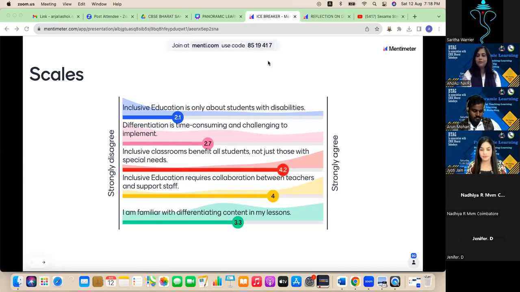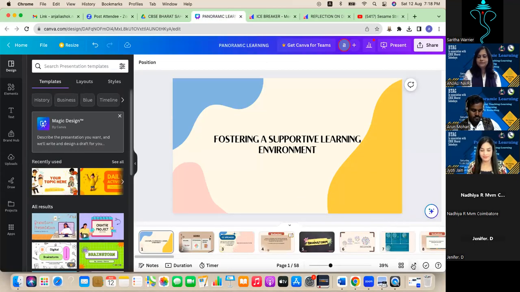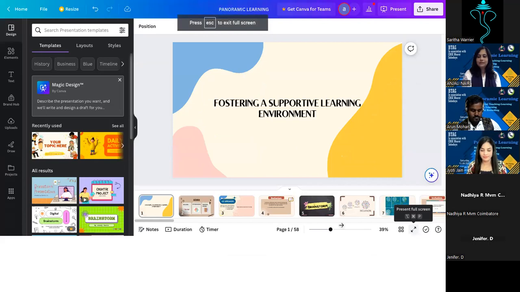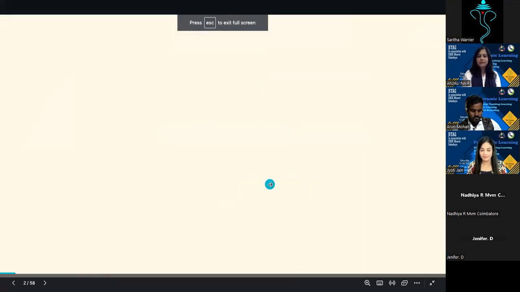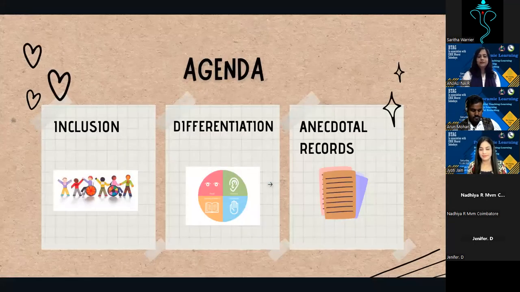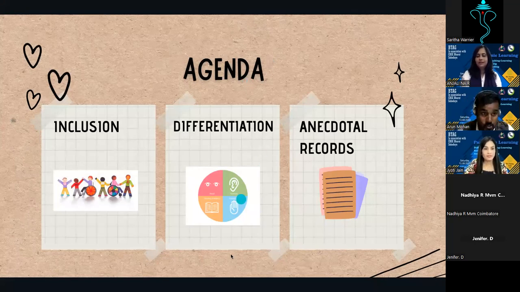Fine, let's begin with the presentation then. I've got the feedback from the participants, most of the participants. So now today's agenda is about inclusion, differentiation, and anecdotal records. Jyoti ma'am, hope my screen is visible. It's visible.